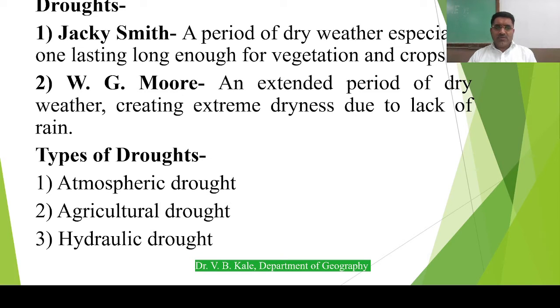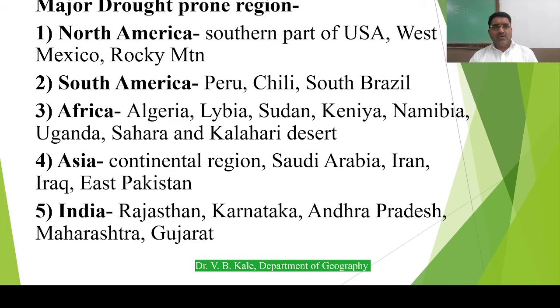As per the variety of drought, or as per the area of the drought, there are various types of droughts. At first is atmospheric drought, then agriculture drought, and hydraulic drought. So these are the main major drought prone regions in the world.